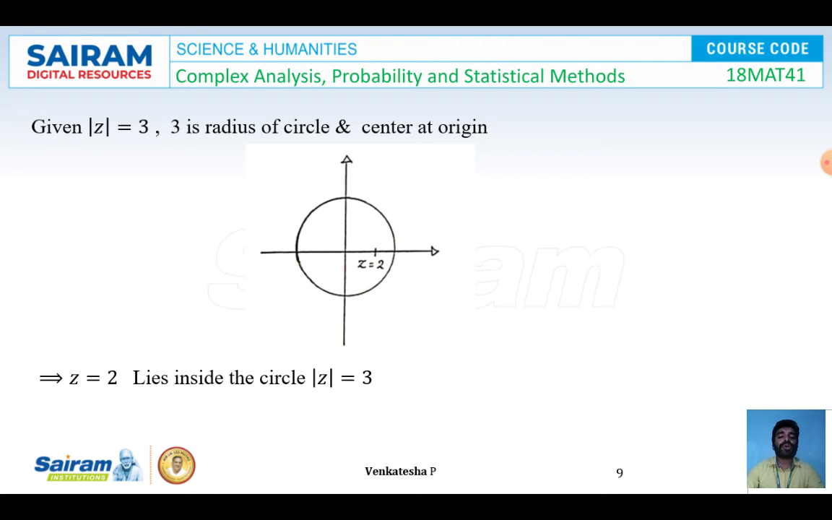Now I am choosing the point z is equal to 2 in the circle. The point z is equal to 2 lies inside the circle, because the point z is equal to 2, in the sense x comma y is equal to 2 comma 0. It will come on the positive x axis. So the point lies here. Hence the point z is equal to 2 lies inside the circle mod z is equal to 3, so that I can use the formula.